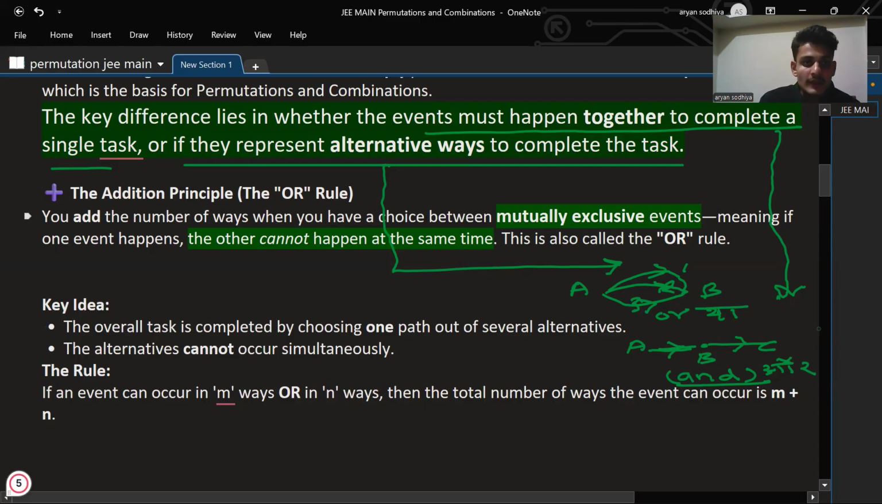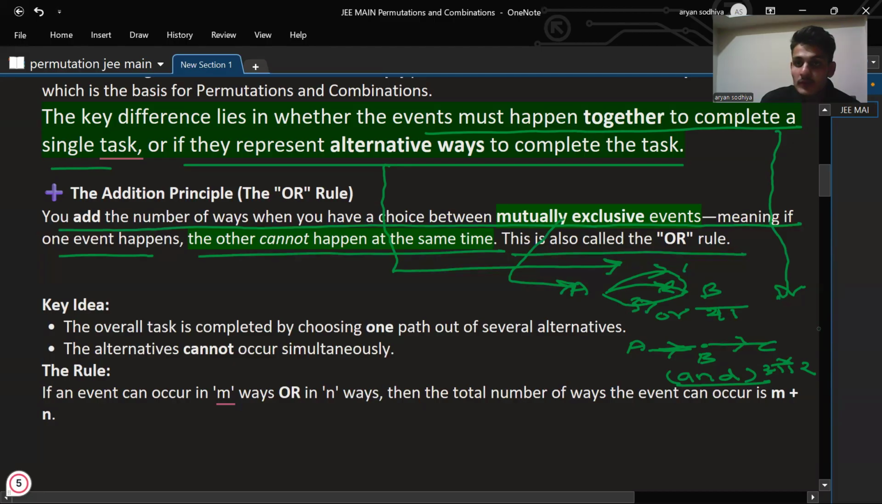So let's see what is here. You add the number of ways when you have to have a choice between mutually exclusive events, meaning if one event happens, the other cannot happen at the same time. This is called the OR rule. So one question that may come to your mind is, what are mutually exclusive events? It's similar to what we have previously discussed. Mutually exclusive events are scenarios like this: if I go from one, I cannot go from two or three.